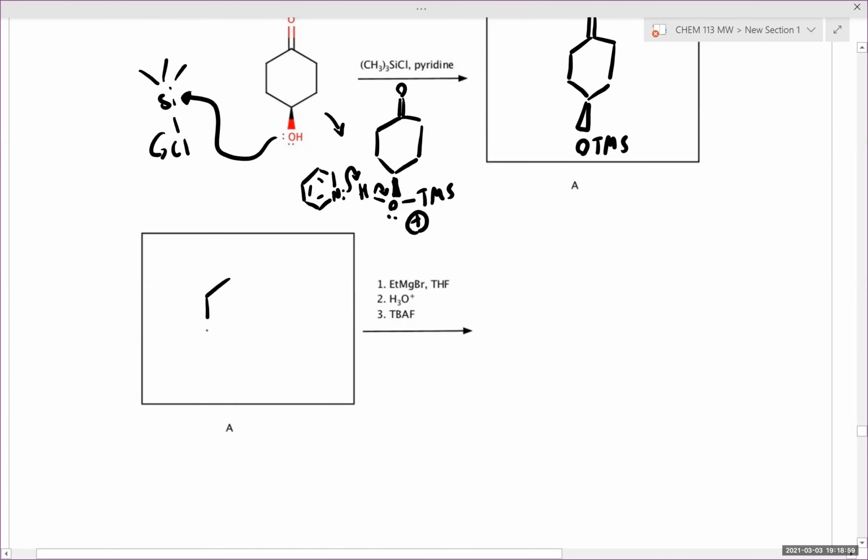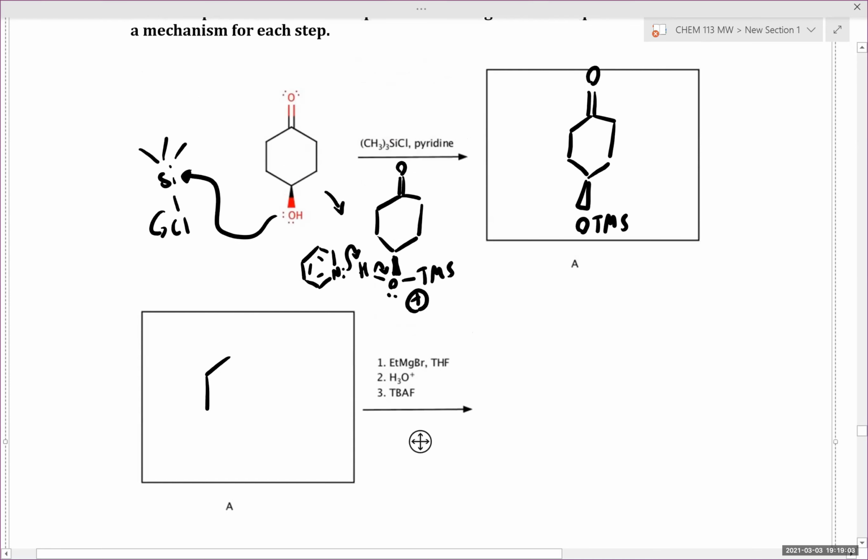Okay, so what happens next? Because alcohol protection, the reaction occurs at the oxygen center. Because the reaction occurs at the oxygen center, the stereochemistry at our carbon center does not change. So protection of an alcohol occurs with no change in the alcohol stereochemistry. Just like making a tosylate.